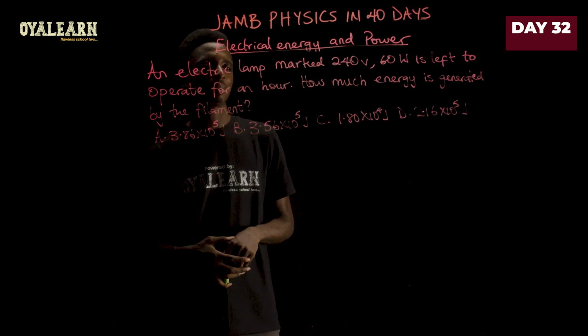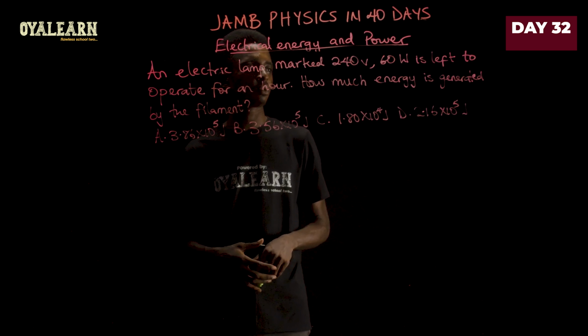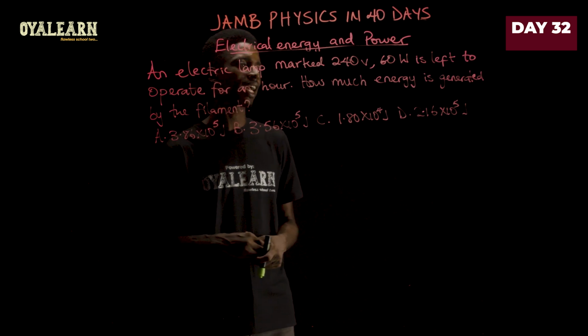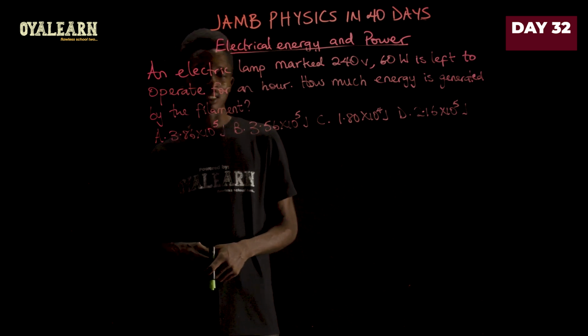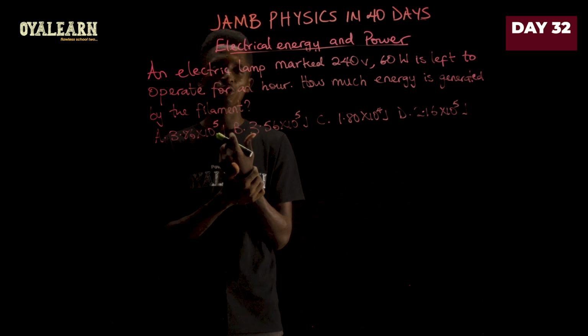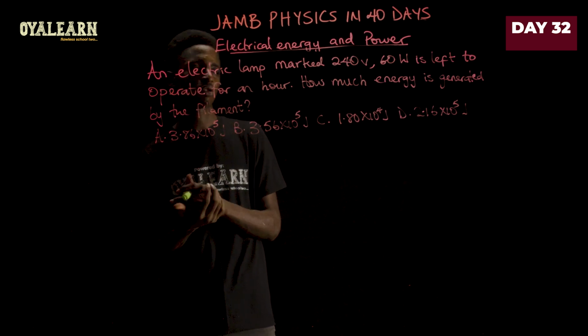An electric lamp marked 240 volts, 60 watts is left to operate for an hour. How much energy is generated by the filament? Now, many will solve this question by first trying to get the current passing through and then trying to get the energy and so on.